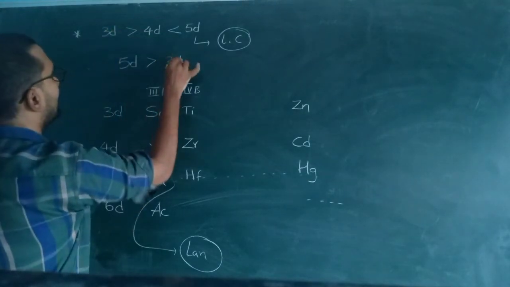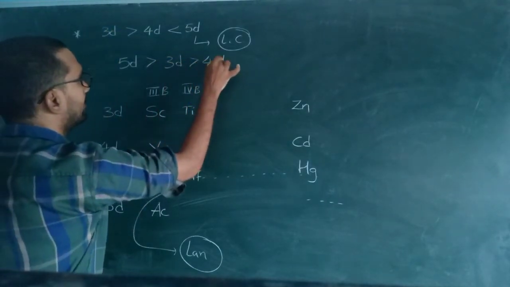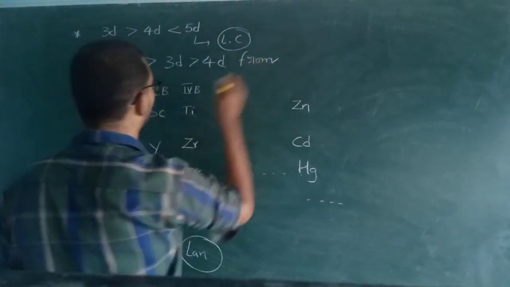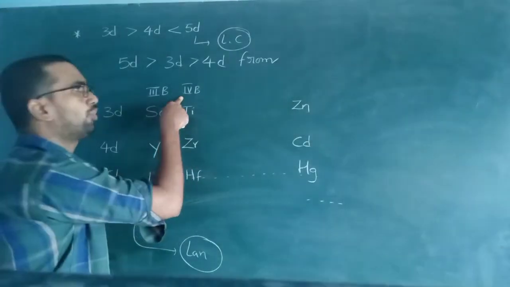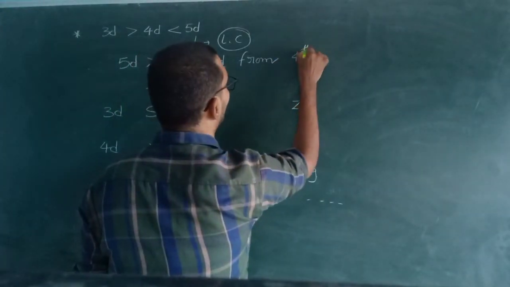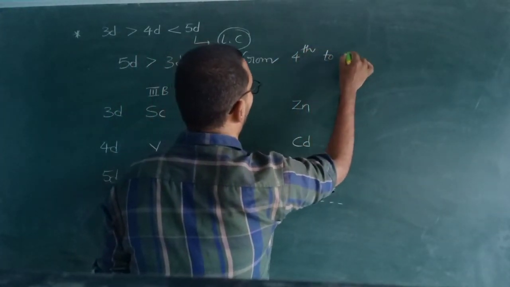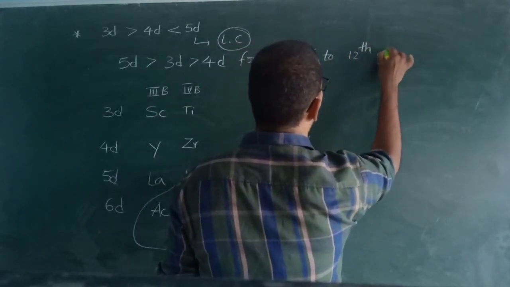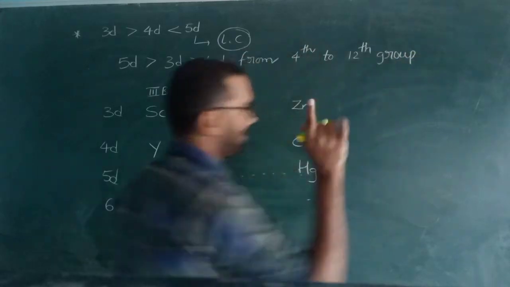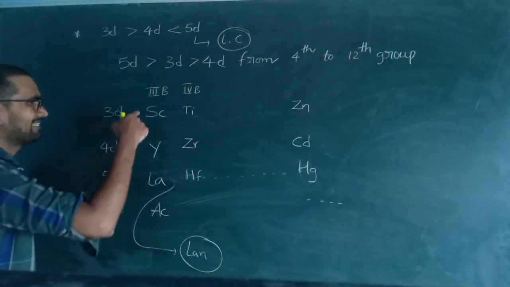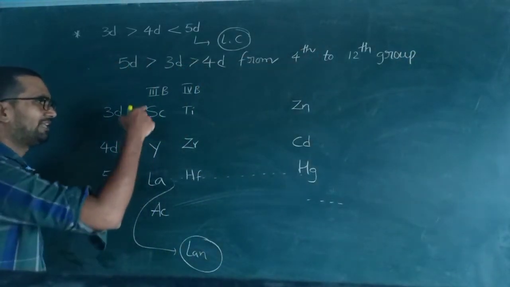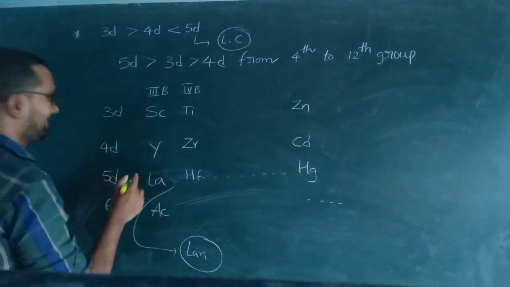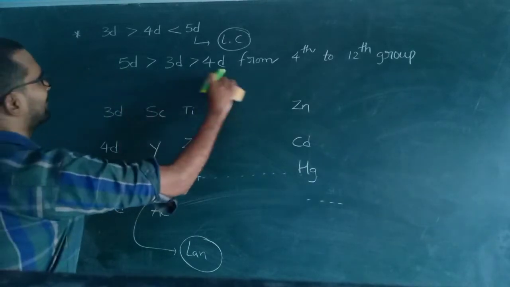Next 3D, next 4D. From where to where? 4th to 12th group. Here also one exception is there. That exception is scandium, yttrium, lanthanum. There is no lanthanoid effect here. That's why, see the order. Very interesting order it is.